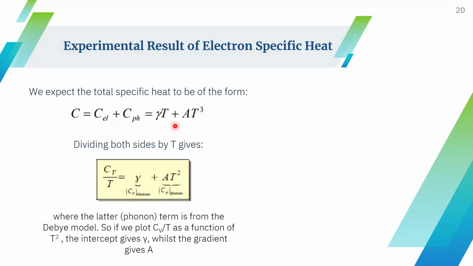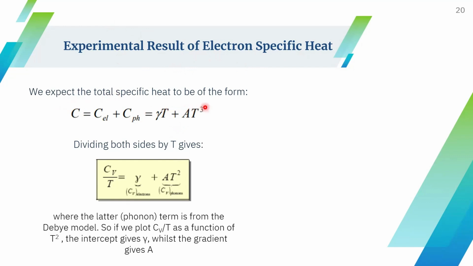So the phonon term becomes more important at very low temperatures. The electron specific heat becomes more important at lower temperatures. Coming to the experimental result of electron specific capacity.